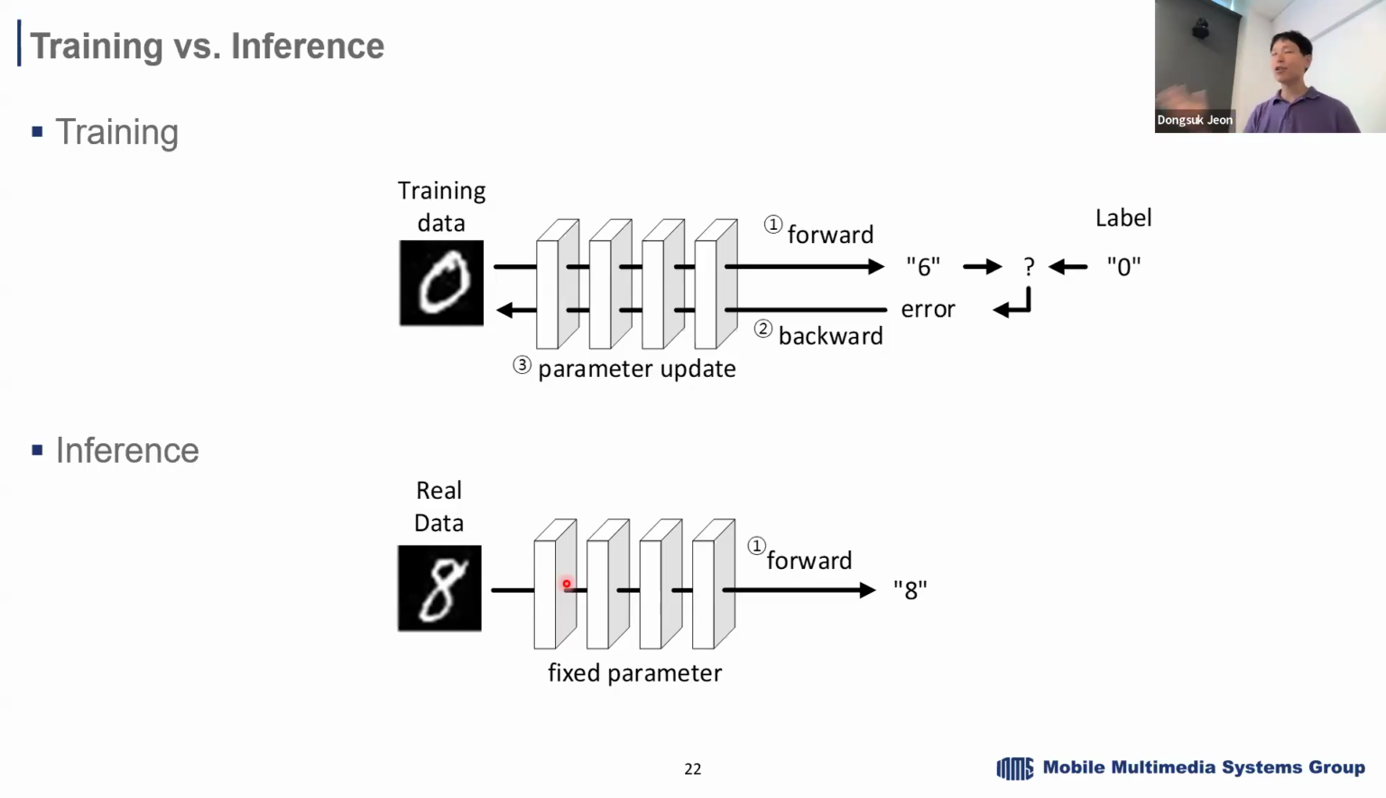Now we are providing actual real data which does not have any ground truth, right? So the input data will go through the forward direction, and the neural network model will generate some output, and that's it. The main difference between these two processes is that the inference step does not have backpropagation or backward propagation. So that's the real difference.